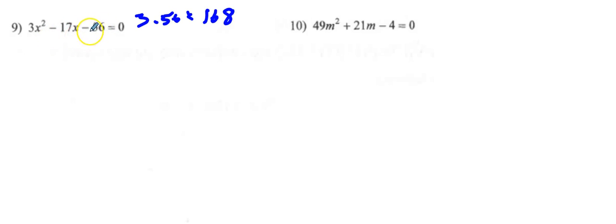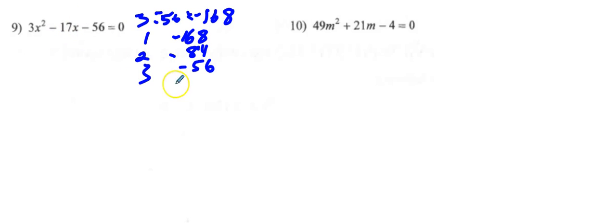The only way that's going to happen is if one of those is negative because that was negative 56. So we're looking for factors of negative 168. One of these two numbers has to be negative, and it's going to be the larger one because we have to end up with a negative 17 value. So let's find the factors. Obviously 1 and negative 168 would work. 2 and negative 84. 3 and negative 56.